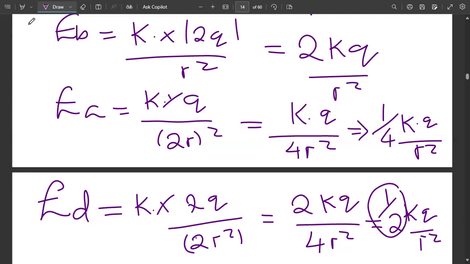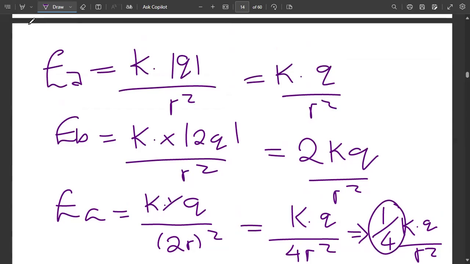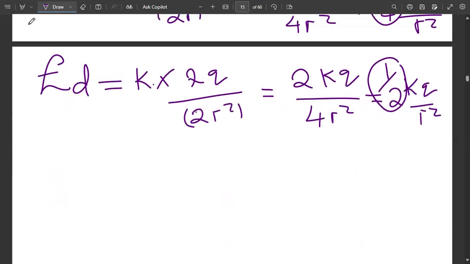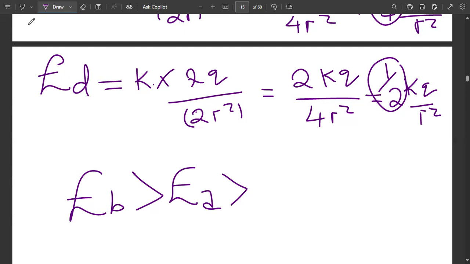So you can see here we have a half, here we have a quarter, and here we have 2 times, whilst here we have 1. And what does it mean? This means the one which has 2 is the largest. So EB, which has a 2, is the largest. And this one is greater than the one which has a magnitude of 1, which is EA. And this is greater than the one which has a magnitude of half, which is ED. And this is greater than the one which has a magnitude of 1 over 4, which is EC.